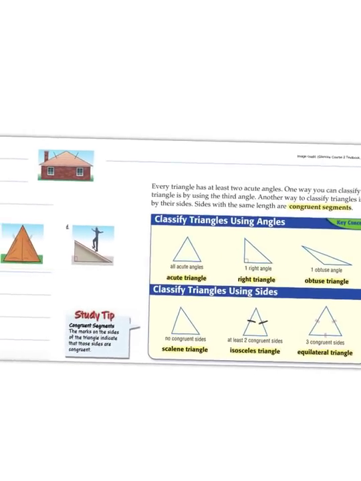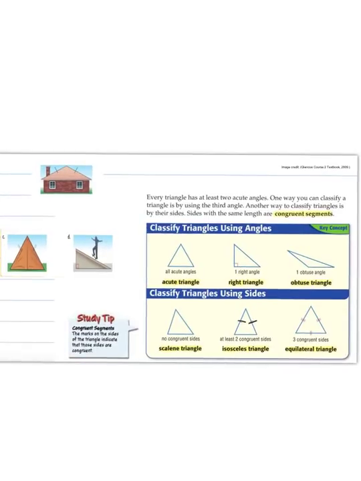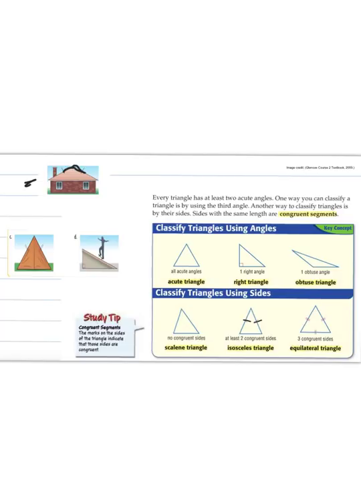So now if we look at our examples here, this first one, this house, well, it has two sides that are the same, which makes it an isosceles triangle, two congruent sides. And this angle here is more than 90 degrees, so it's an obtuse. So, obtuse isosceles.